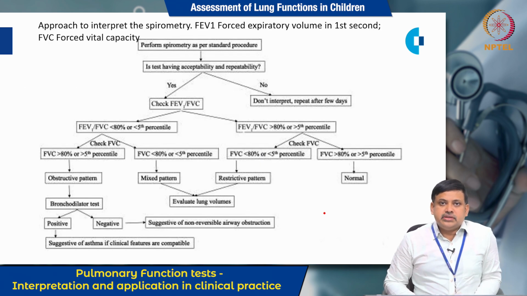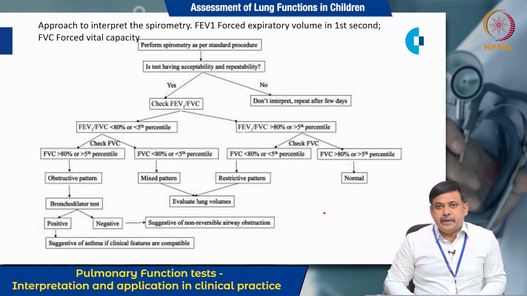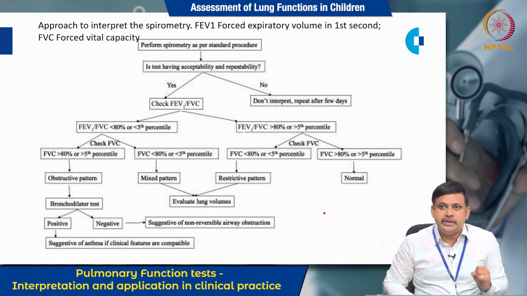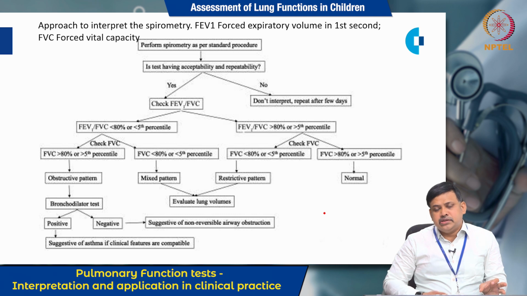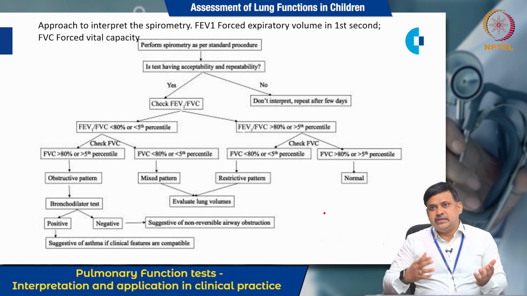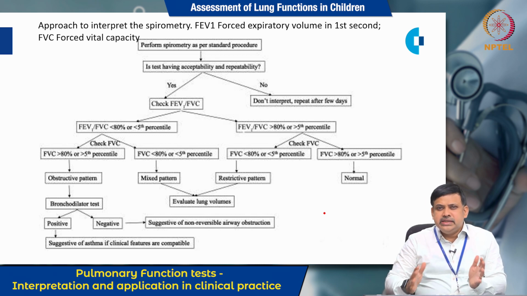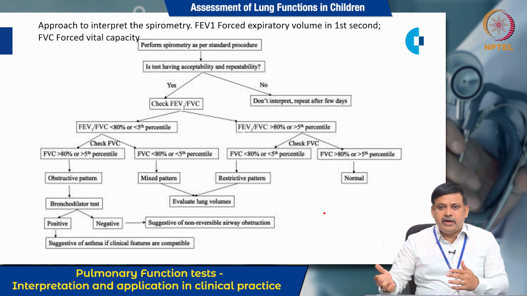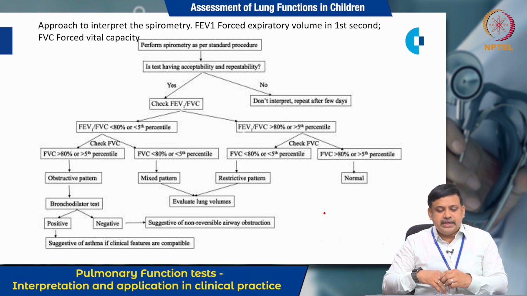Now, let us see how to interpret the spirometry. While approaching a spirometry, the main parameters we need are the forced expiratory volume in 1 second, the forced vital capacity, and the ratio of forced expiratory volume to forced vital capacity. There are a lot of other parameters like FEF 25%, 50%, 75%, but these three parameters are very important to say whether there is an obstruction or any restrictive pattern, and finally how you are going to evaluate the lung volumes.